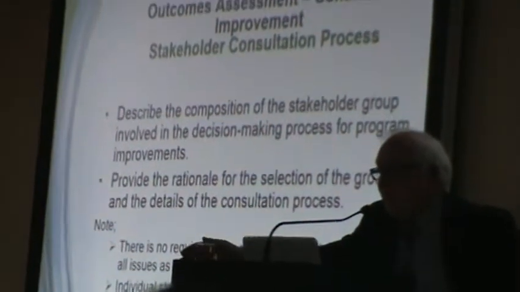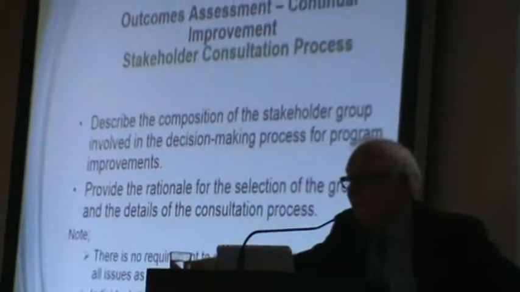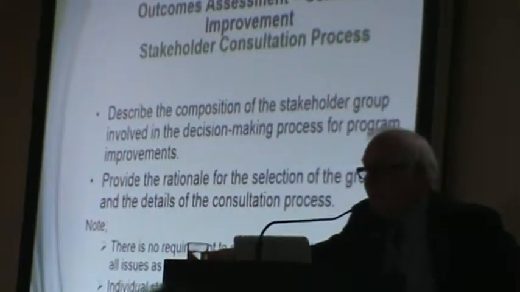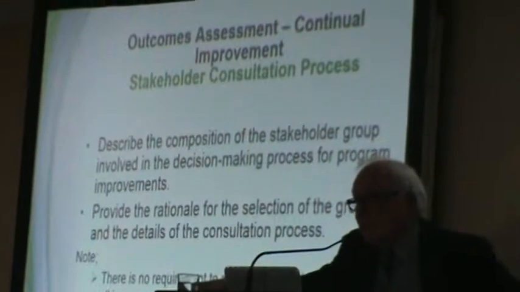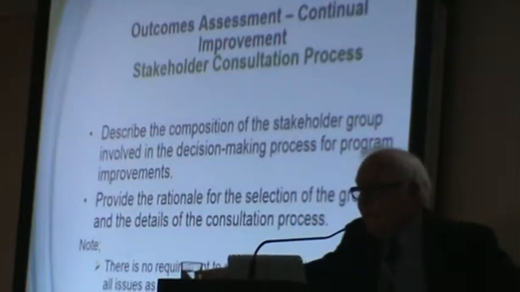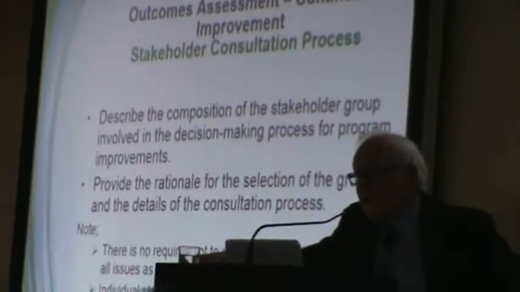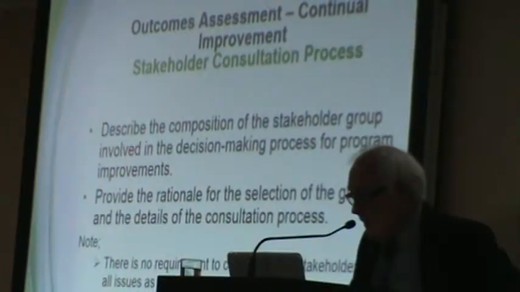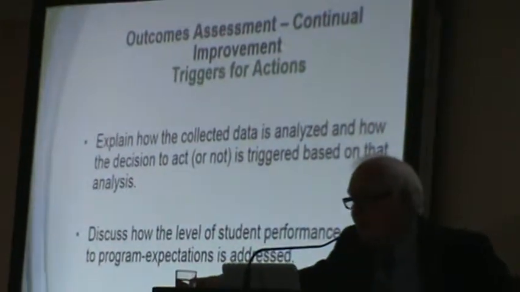In the case of stakeholders, describe the composition of the stakeholder group involved in the decision-making process for program improvements. We expect both internal and external stakeholders to be consulted. Provide the rationale for the selection of the group and the details of the consultation process. So again, the continual improvement process is extremely important.